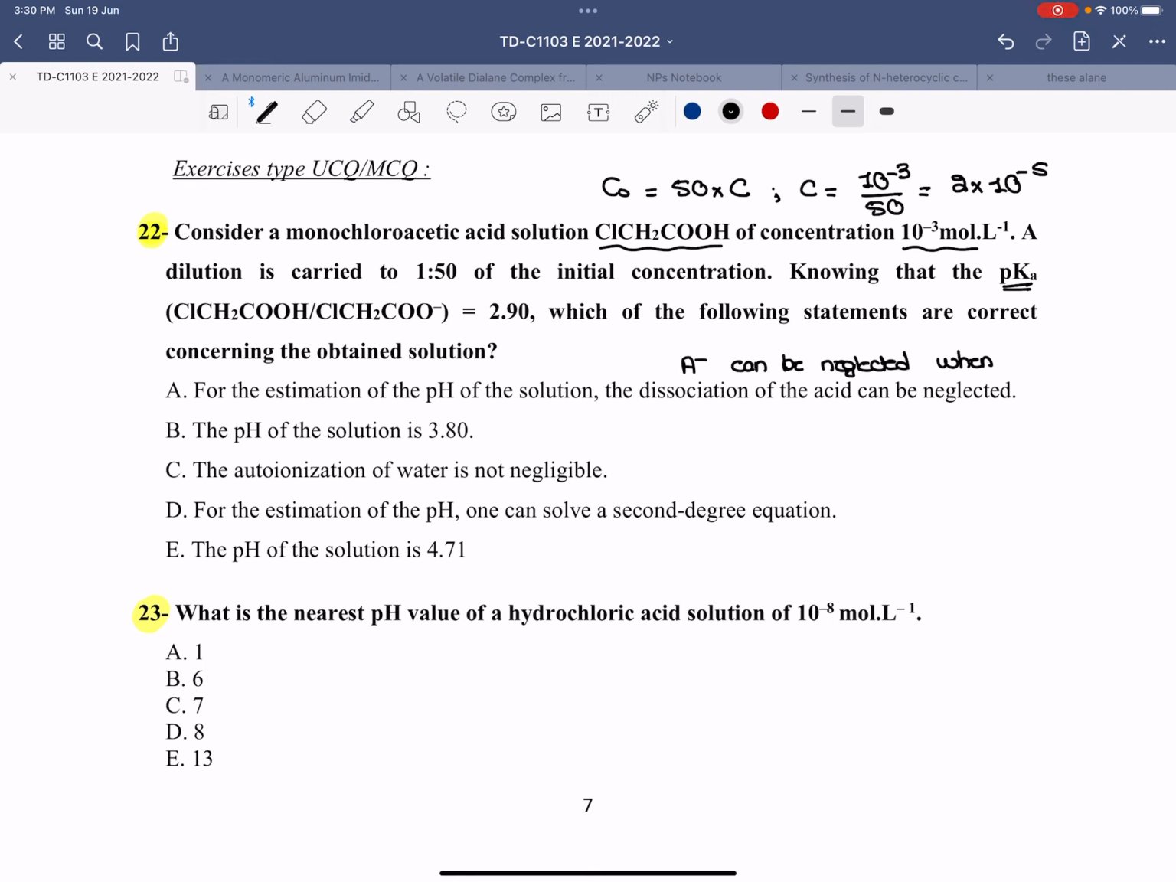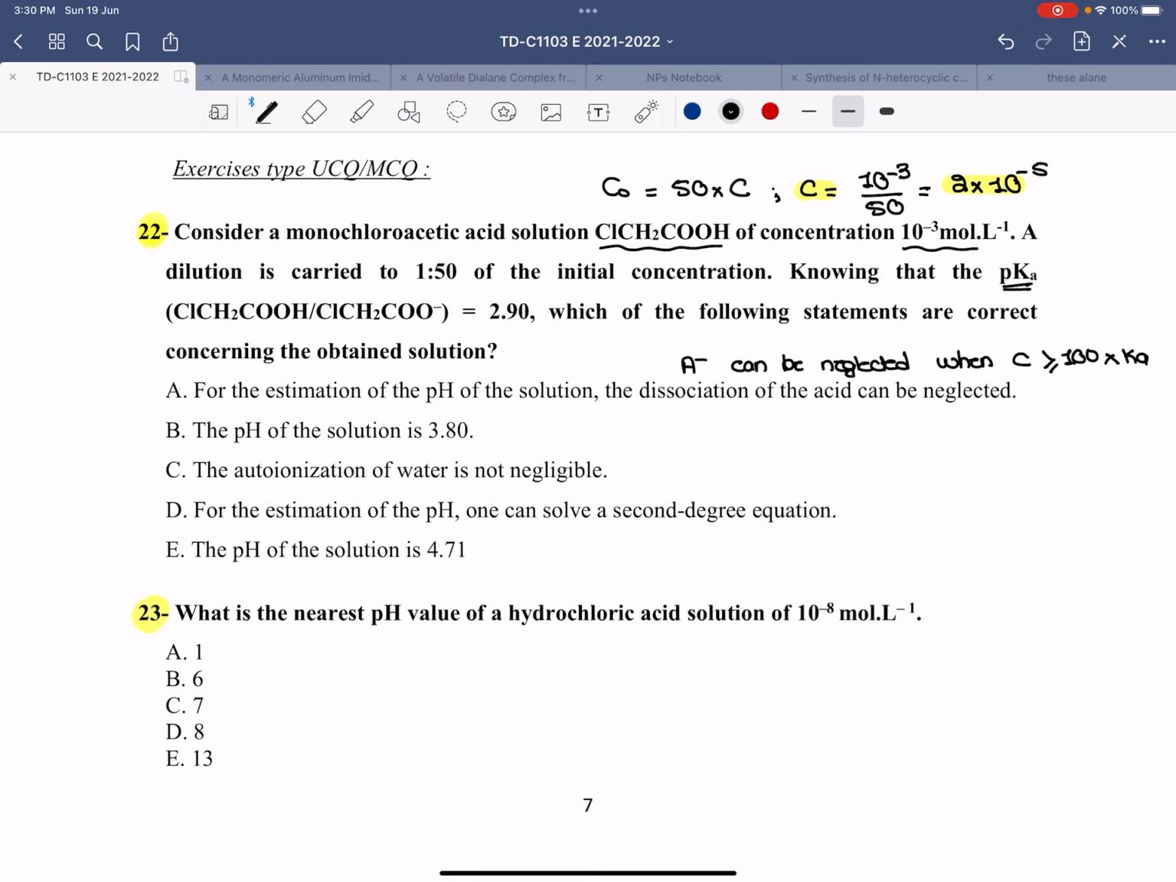There's another condition we mentioned, a very easy condition: when the initial concentration is greater or equal to 100 times Ka. Now pay attention to this trick. The concentration in your solution is the new concentration, 2 times 10 to the power negative 5. It's not C0, okay? It's C because they did a dilution. Is this C greater than 100 Ka? The Ka is basically 2.9.